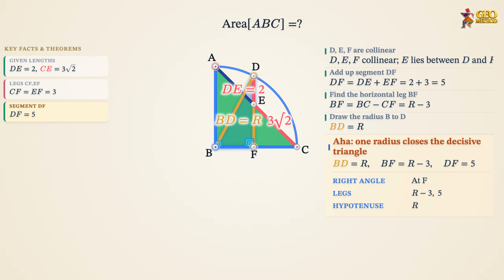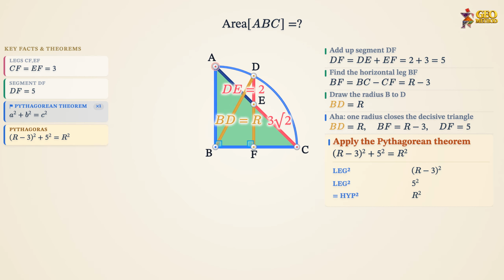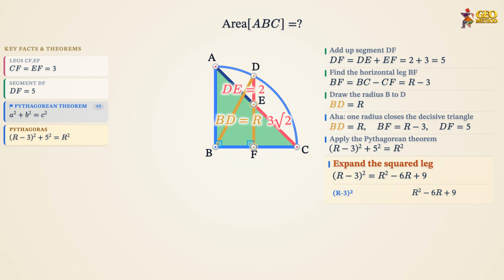The Pythagorean theorem says the two legs squared add up to the hypotenuse squared. So (R minus 3) squared plus 5 squared equals R squared. This single equation will give us R. First, expand (R minus 3) squared. It becomes R squared minus 6R plus 9. Keeping this fully written out is what lets the R squared term cancel in a moment.